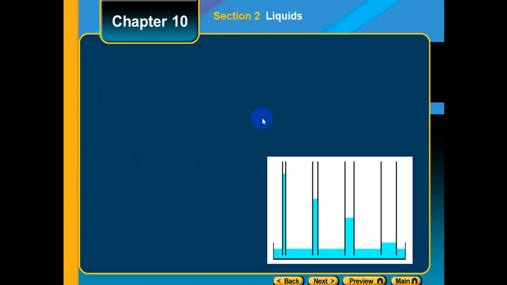Another property is capillary action. As you can see in the figure, here narrow tubes are placed in a liquid. The liquid starts to rise up inside the tubes. But the narrower the tube, the higher the level of the water inside the tube. Here, in the wider tube, water rises less, while here, in the narrow tube, the water rises more.